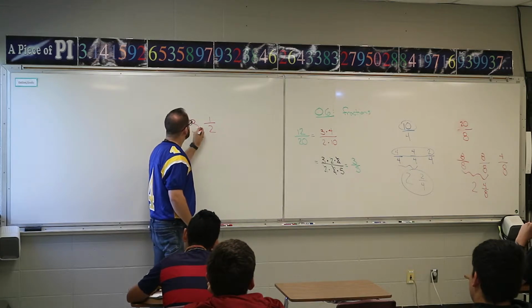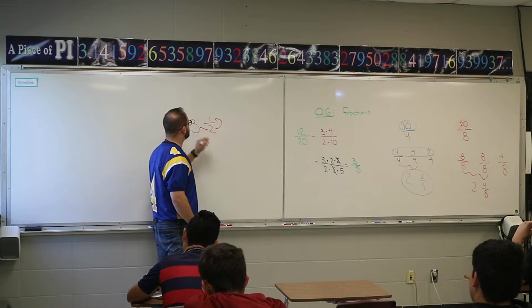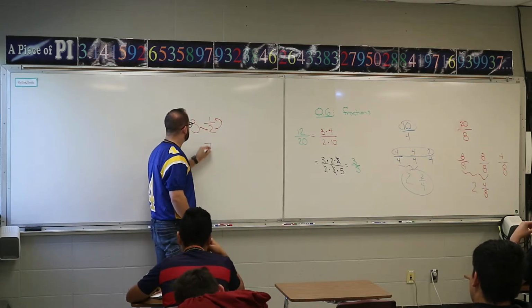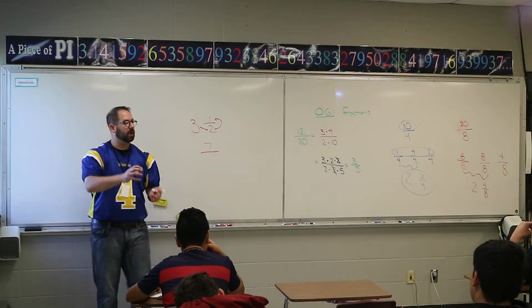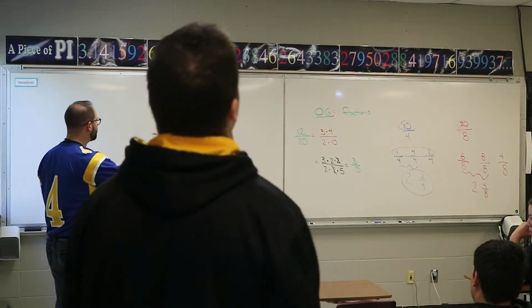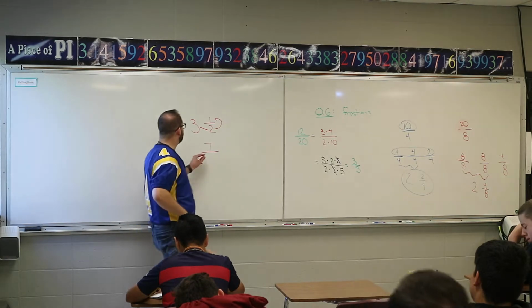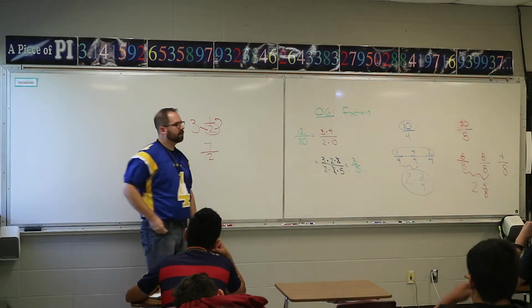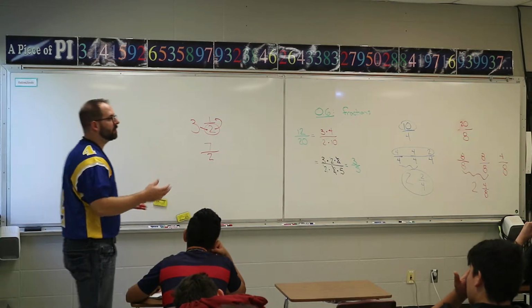Big number times the top, or sorry, times the bottom, add the top. So 3 times 2, which is 6, and add the 1. So 3 times 2 plus the 1 on the top, and then it will be over 2. It's always over whatever the bottom number is. Does that make sense how you would change back to mixed?